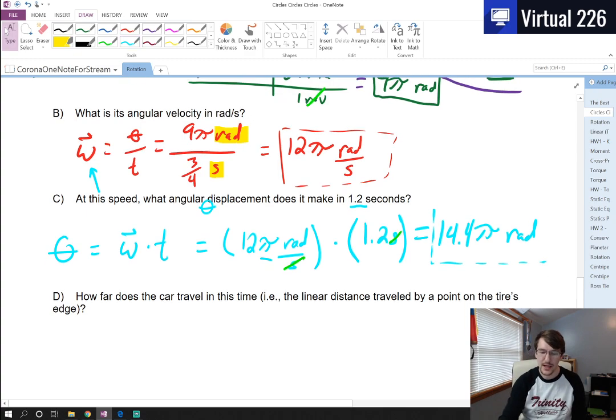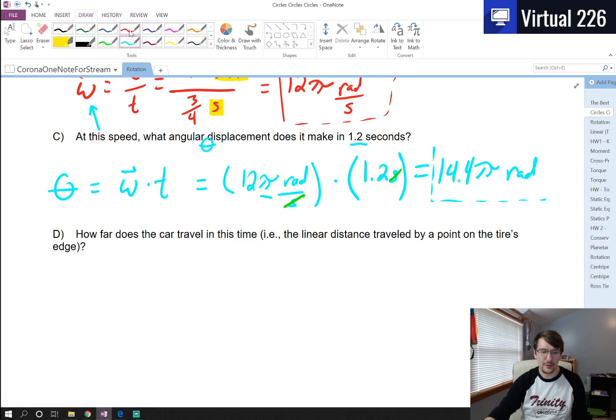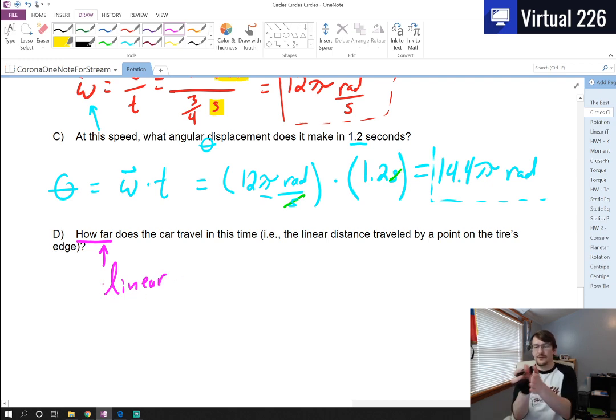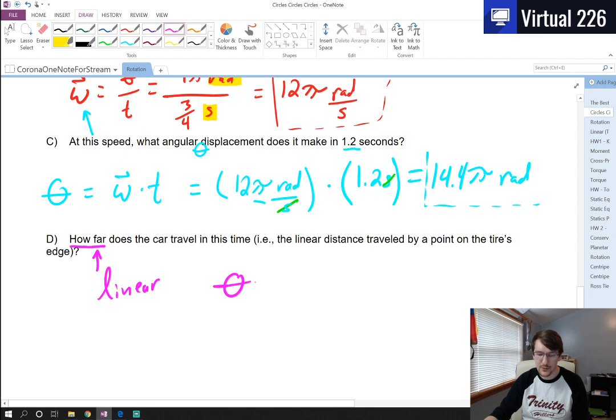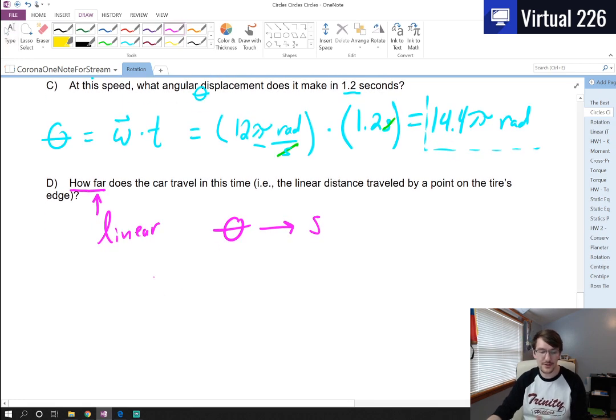Okay? If we'd like to figure out then, how far does the car travel in this amount of time? Anytime we see the words how far, we need to be thinking that this is a linear quantity. Like physically, how far away is it? So what we have to do is take our theta and somehow get it into an S value. Well, this is actually easily doable. We know that S, a linear value, is just equal to an angular displacement multiplied by a radius.